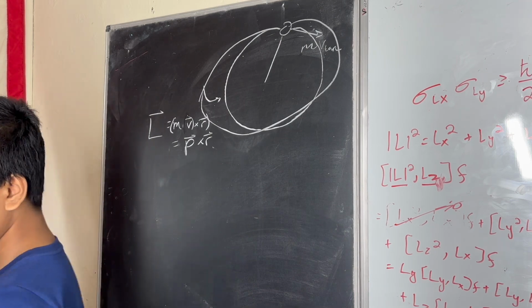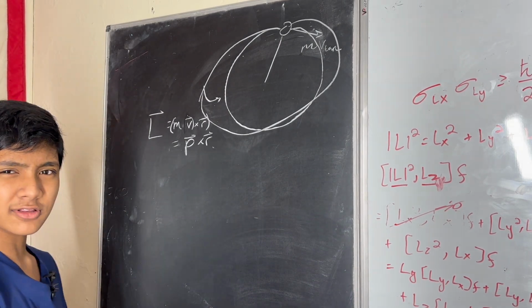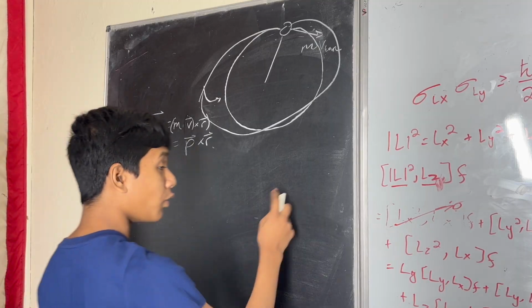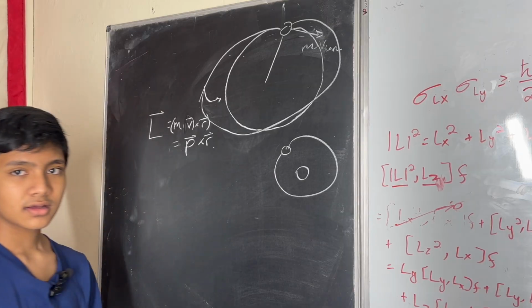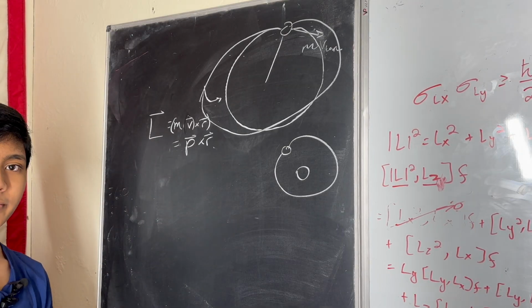So there we go. P cross R. How does this relate to quantum mechanics? Well, first of all, why is it important? Hydrogen atom. Next question. Where do we define angular momentum?